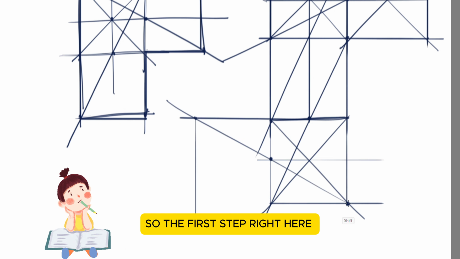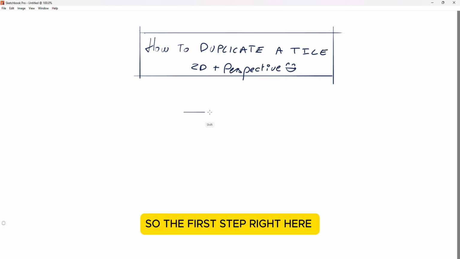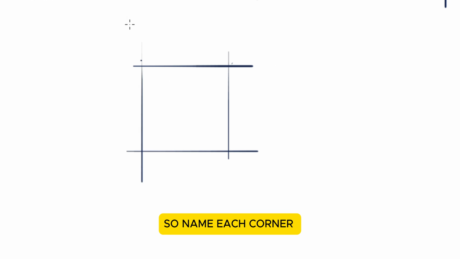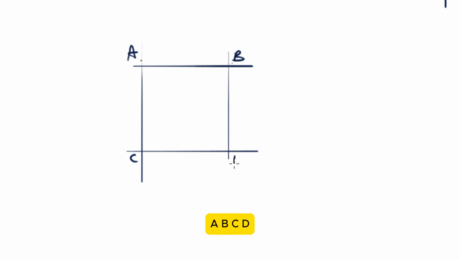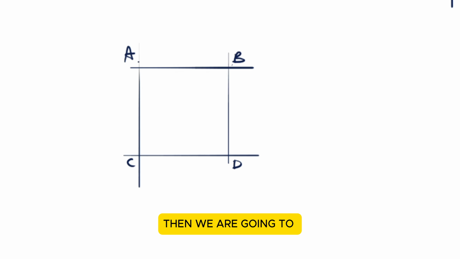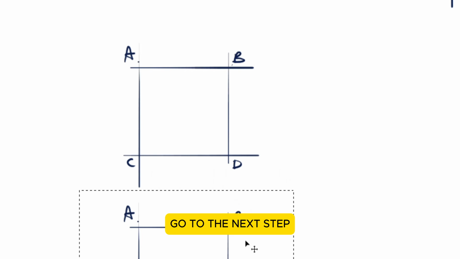Alright, let's start. So the first step right here is just draw a simple box, a simple square right here. So name each corner A, B, C, D. Then we are going to go to the next step.